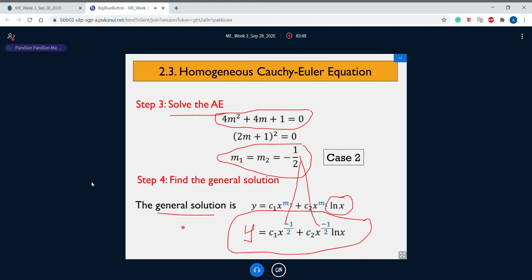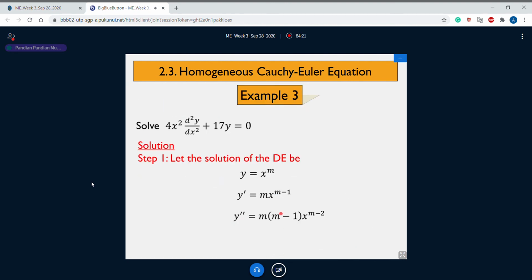So this example is a good example to show you how to handle repeated roots. Normally in algebra, when you solve a quadratic problem, you say roots, either real roots or complex roots. So now we move on to the next example. Example 3.